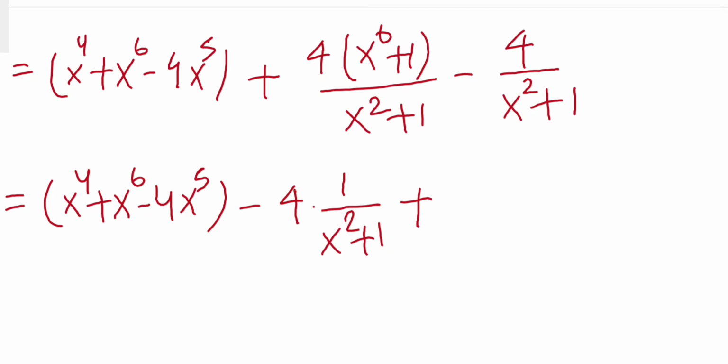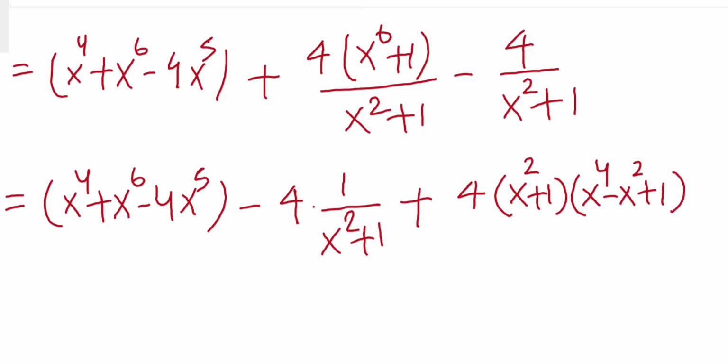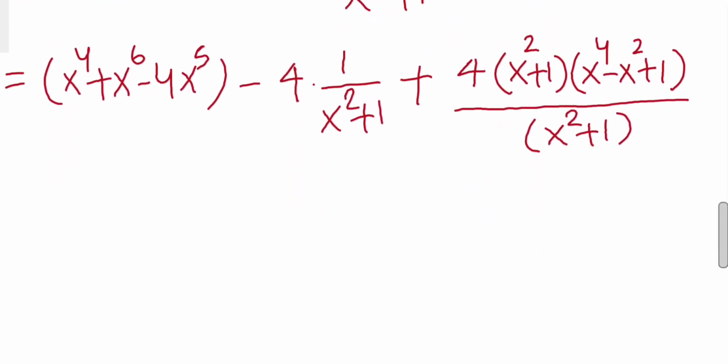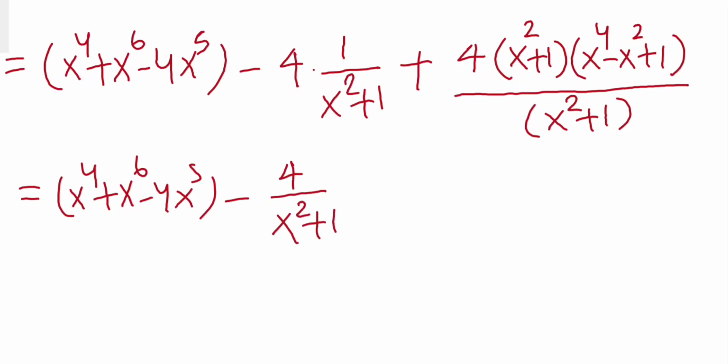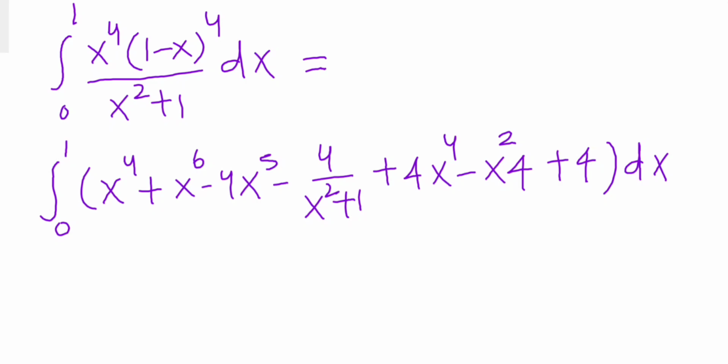Now if I factorize x^6 + 1, what I'll get is 4 into (x^2 + 1)(x^4 - x^2 + 1) divided by x^2 + 1, and therefore cancelling the terms, our original expression is equivalent to this.